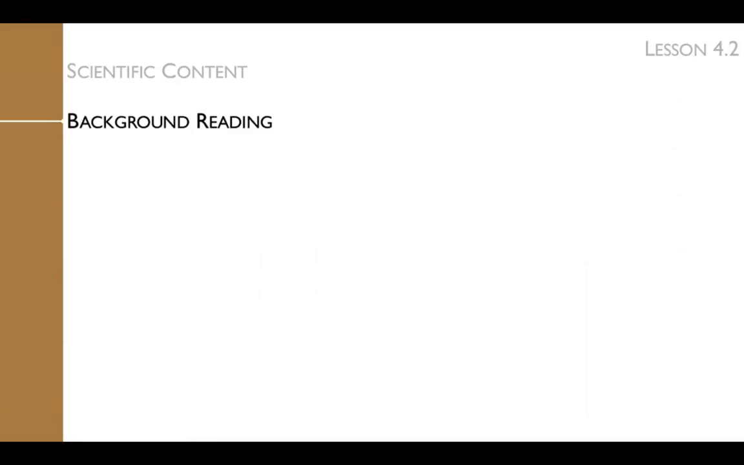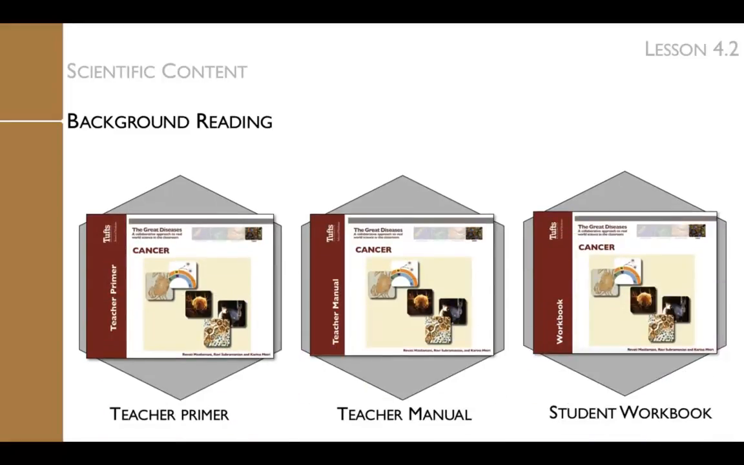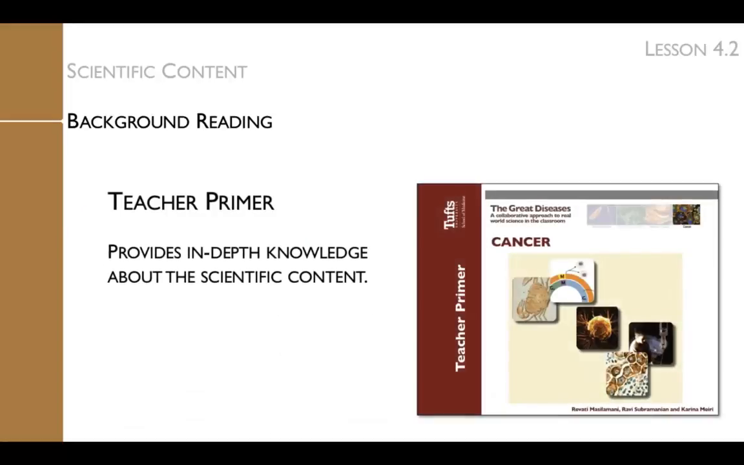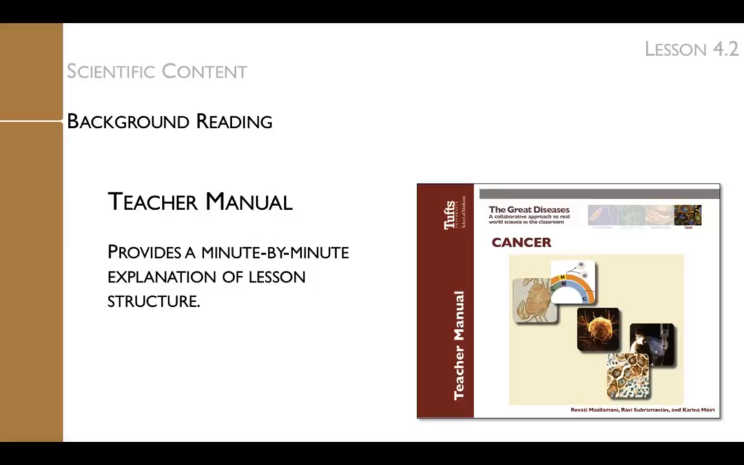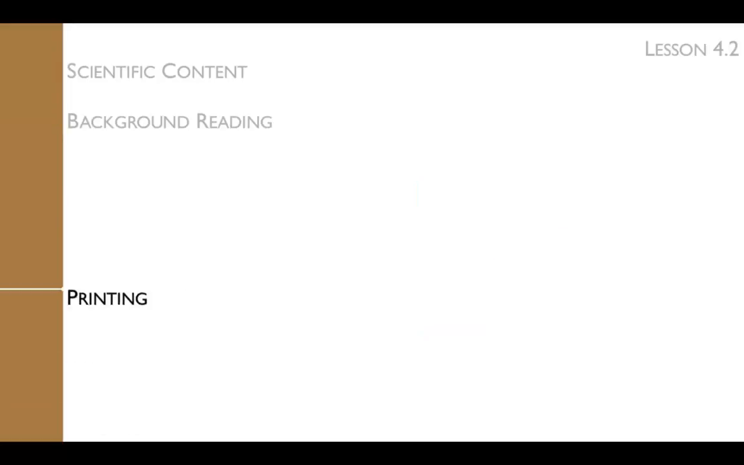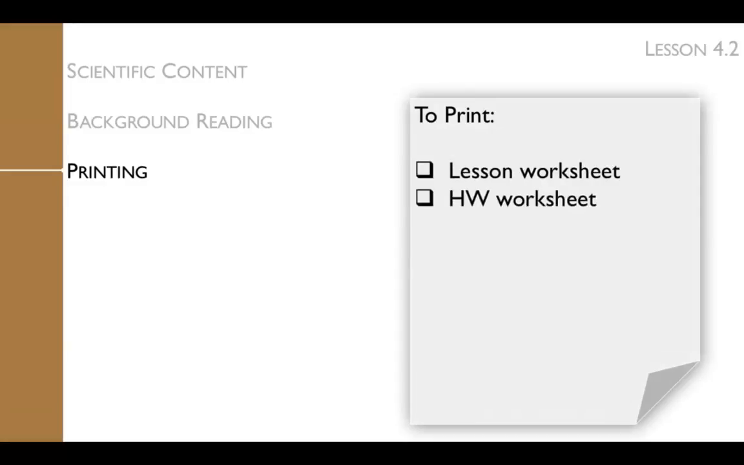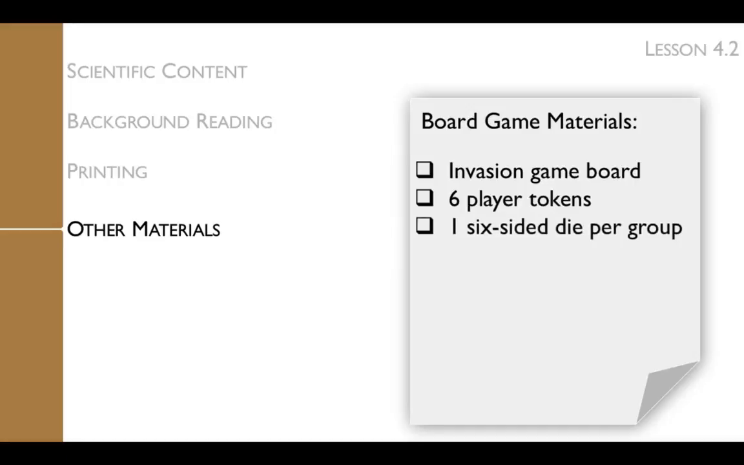You can review the scientific content in the background reading provided for you in the teacher primer, the teacher manual, and the student workbook. The teacher primer provides in-depth knowledge about the scientific content presented in this lesson. The teacher manual or lesson plan provides a minute-by-minute explanation of the lesson structure, and the student workbook provides additional explanation for students. You'll need to be sure to print the lesson worksheet and the homework worksheet, as well as the materials students will need to play the game. You will divide the students into groups of 6, so you will need enough sets for each group. The invasion game board and the mutation cards can be found in the materials folder for this lesson.